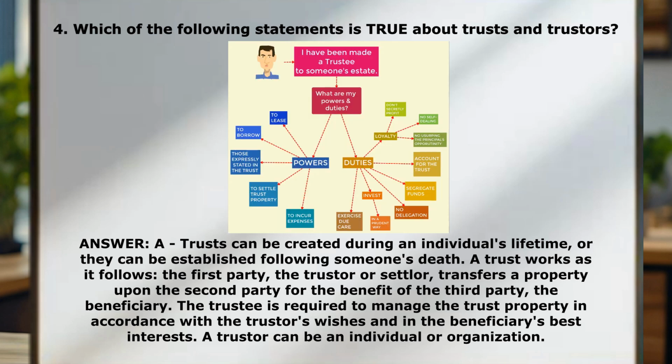Trusts can be created during an individual's lifetime, or they can be established following someone's death. A trust works as follows. The first party, the trustor or settlor, transfers a property upon the second party, the trustee, for the benefit of the third party, the beneficiary. The trustee is required to manage the trust property in accordance with the trustor's wishes and in the beneficiary's best interest. A trustor can be an individual or organization. Question number 5, halfway mark.